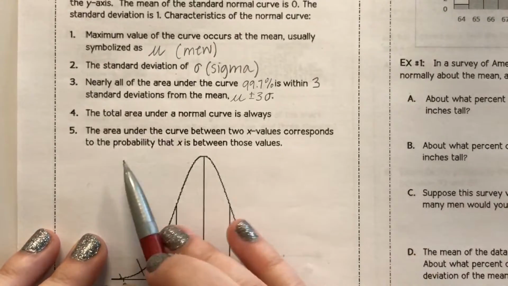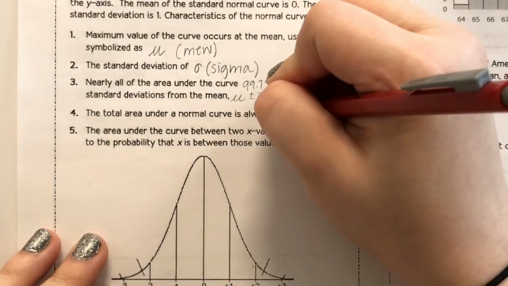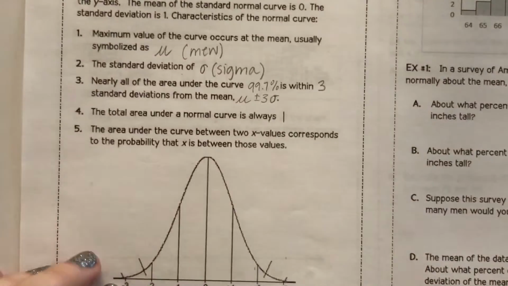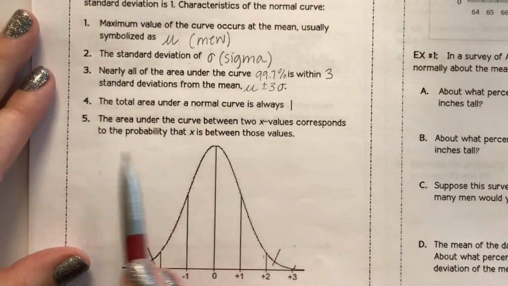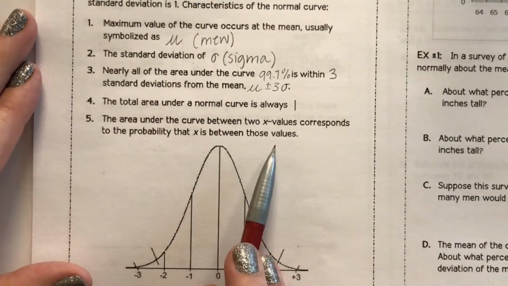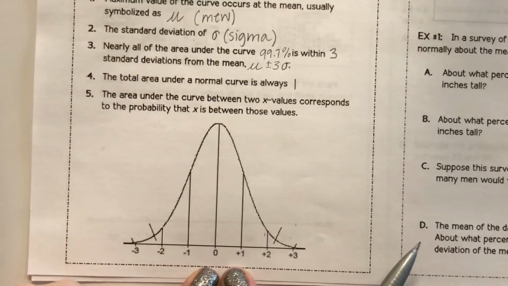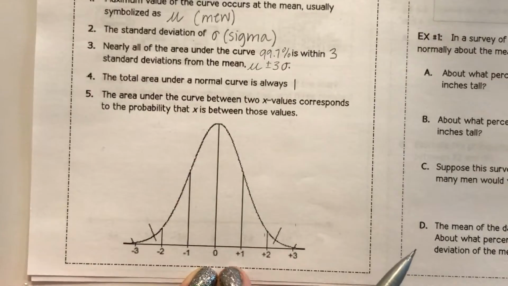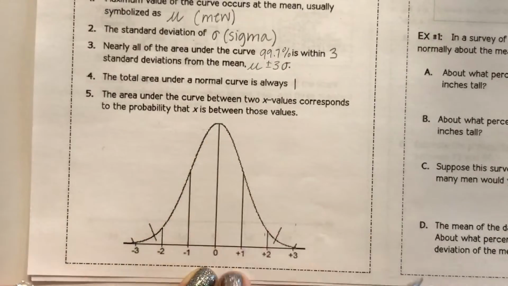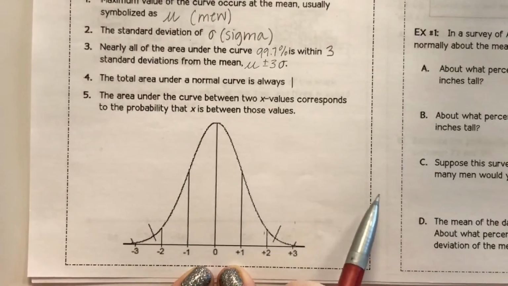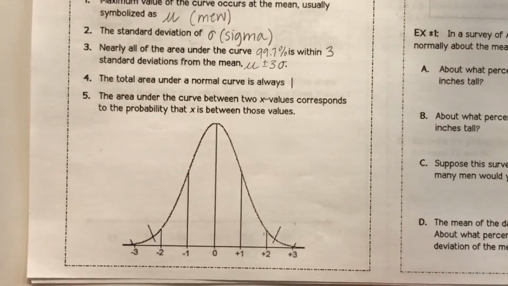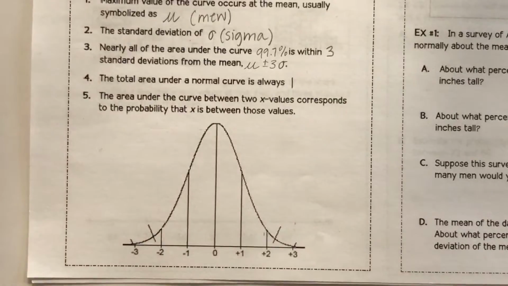Okay, the total area under the normal curve is always 1, which makes sense. The area under the curve between 2 x values corresponds to the probability that x is between those values. So if I went between 0 and 1, there is a probability of people being between the mean and 1 standard deviation away from the mean. Okay, and here's how we're going to split this up. And you're going to have this on your test, but I'll put it on the board for you, but you still need to write it down.